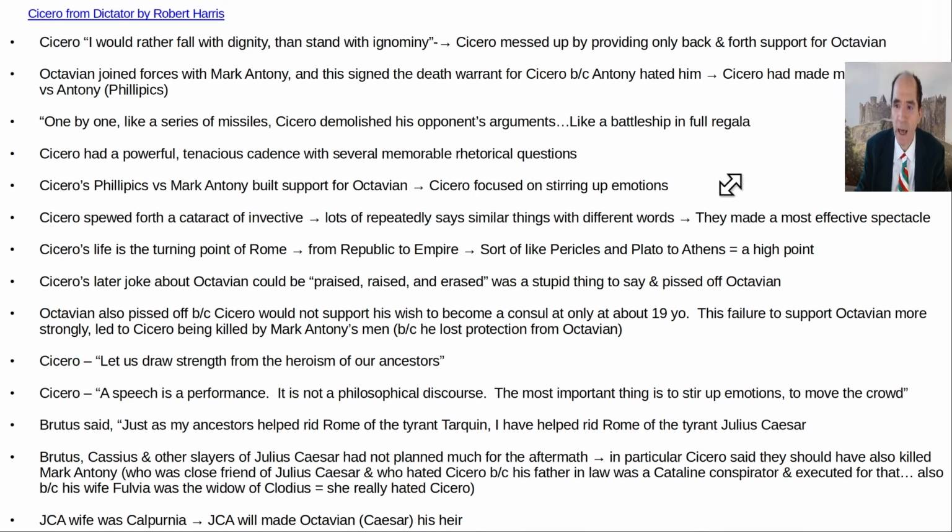Cicero really screwed up big time when he made a joke about Octavian. He said something along the lines, when asked what he planned for Octavian, he said, he shall be praised and raised and then erased. You know, as if he wanted to stir up support for Octavian to get him to bump off Mark Antony, and then afterwards they were going to sort of push Octavian aside. Cicero underestimated him because he's only like 18, 19 years old. Okay, that was a big mistake, because afterwards, when Octavian felt that he wasn't getting enough support from Cicero, he just joined forces with Mark Antony. And now Mark Antony had Octavian on his side, which meant that Cicero was no longer protected. So then Mark Antony had Cicero executed.